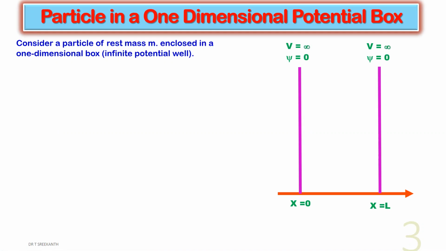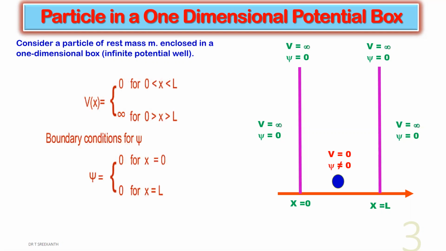At the boundaries, the potential energy is infinity. At that moment, psi value is 0. Similarly, outside the potential box, the potential energy is infinity and psi value is 0. But inside the potential well, V is equal to 0. Therefore, psi is not equal to 0. These are the conditions. In this situation, if a particle is existing inside the potential box, then we have to calculate its energy and wave function. That is the aim of this concept.